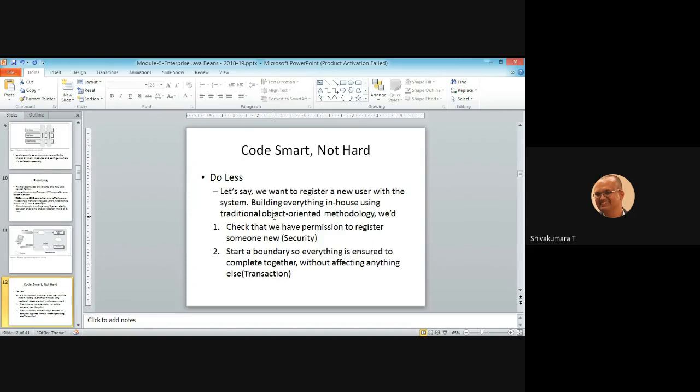We'll discuss this code smart and not hard because it is the title topic of discussion. We'll discuss it in the next class. Okay.